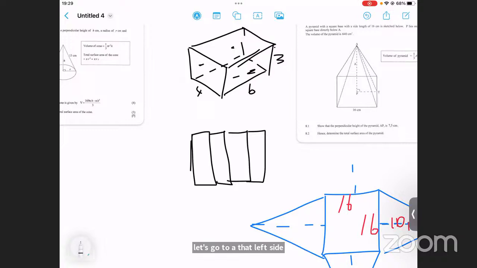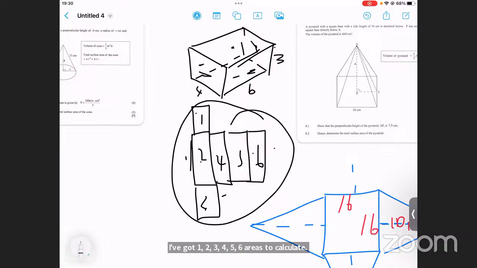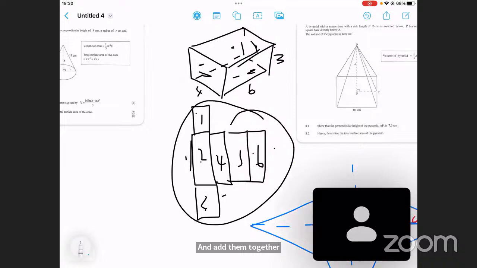And then, trust me when I say I still have this side and I still have that other side. So now it's opened up. All that I need to do is just to give the dimensions of the sides, and then from there I know that I've got 1, 2, 3, 4, 5, 6 areas to calculate and add them together, and that's it. That's how you go about calculating the surface area.